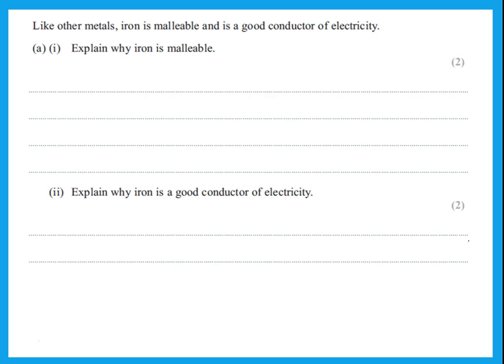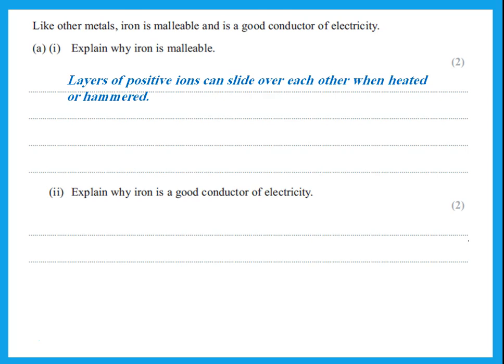Like other metals, iron is malleable and is a good conductor of electricity. Explain why iron is malleable. Again, why is a metal, any metal, malleable? Because layers of positive ions can slide over each other when heated or hammered.